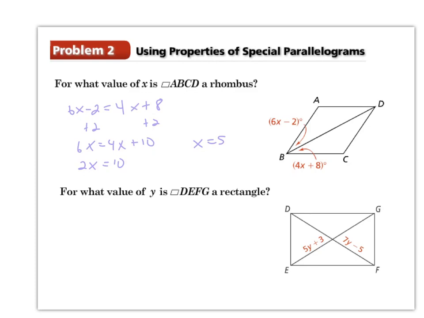All right, on this next one, for what value of y is this going to be a rectangle? Again, we're going to want to set those equal to each other there, because if it is a rectangle, the diagonals have to be congruent. For the diagonals to be congruent, those two segments are going to have to be equal there. So we'll let you go ahead and set that one up and solve for that one there. So there's 5-4 and 5-5.